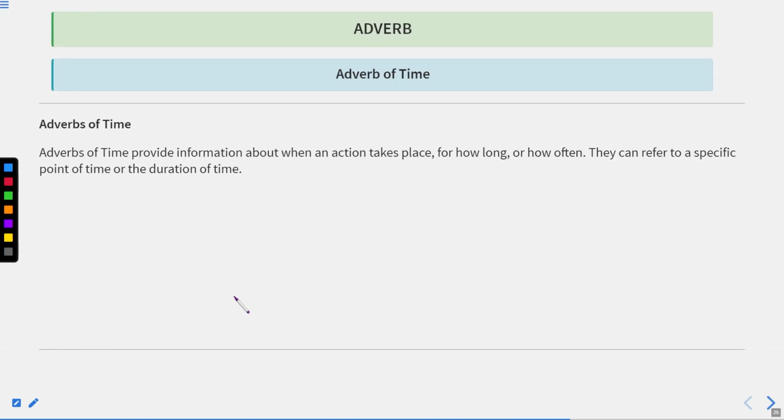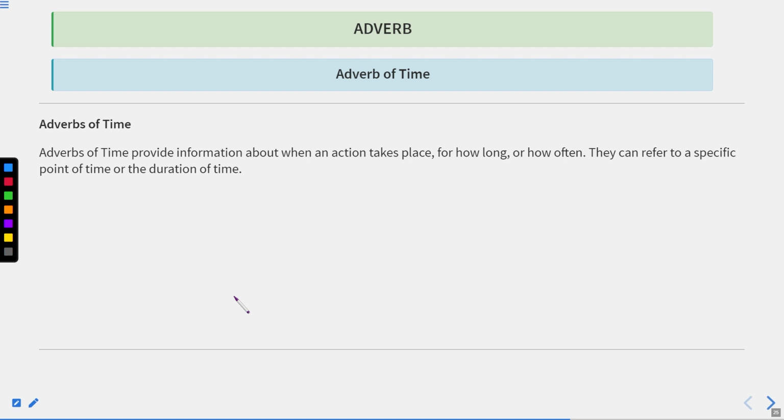This is adverb of time. Adverbs of time provide information about when an action takes place, for how long or how often. They can refer to a specific point of time or a duration of time. Whenever we talk about adverbs of time, they provide us information about when an action takes place. It means the time of action, for how long and up to which extent, or how often.